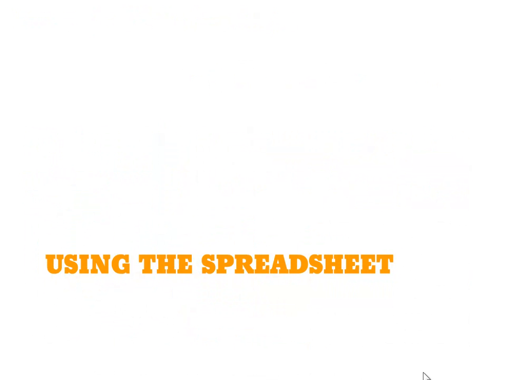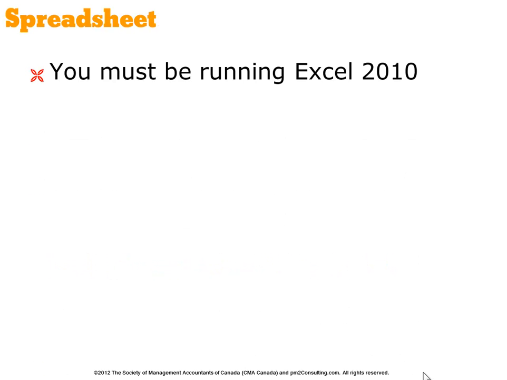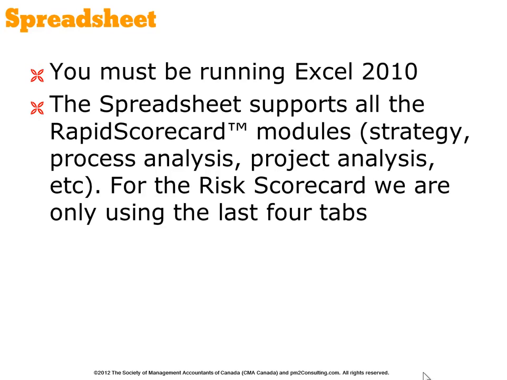So let's introduce you to the spreadsheet that you'll be using for the rest of this risk scorecard activity. Now, you need to be running Excel 2010 for the true functionality of this sheet to work out. There's conditional formatting and other things that don't exist in even 2007. The spreadsheet supports all elements of the CMA Rapid Scorecard modules. So that includes the strategy model work that you may have already completed and other things that are going to come up again later in the risk scorecard, things like the process and project analysis.